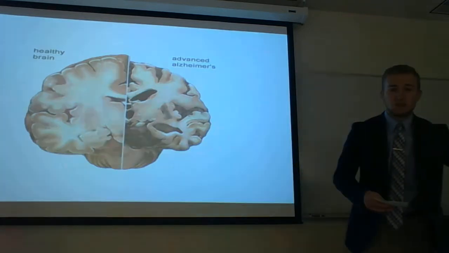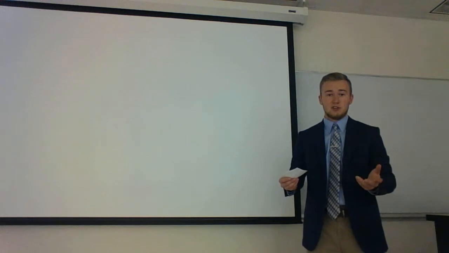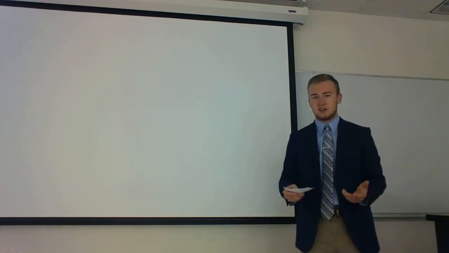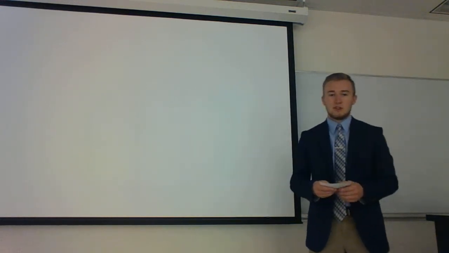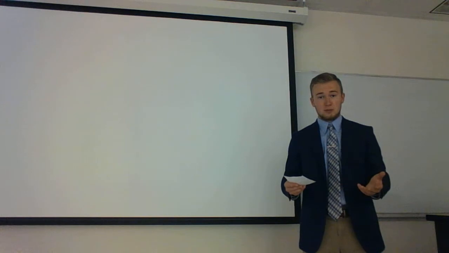Alzheimer's normally occurs during old age, but it can occur earlier in life. This is referred to as early onset Alzheimer's, and although it's pretty uncommon, it is possible. And finally, we'll just say that Alzheimer's is a progressive disease, which means that it gets worse with time.